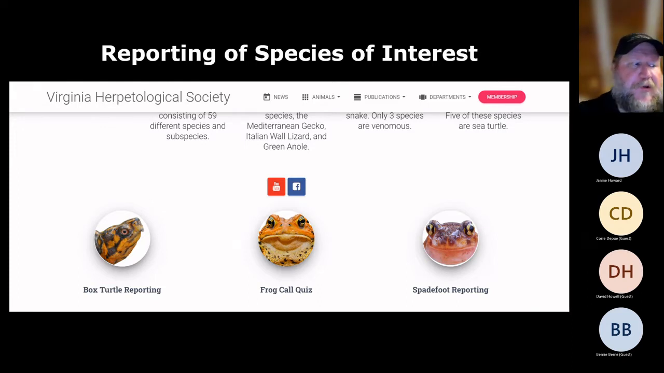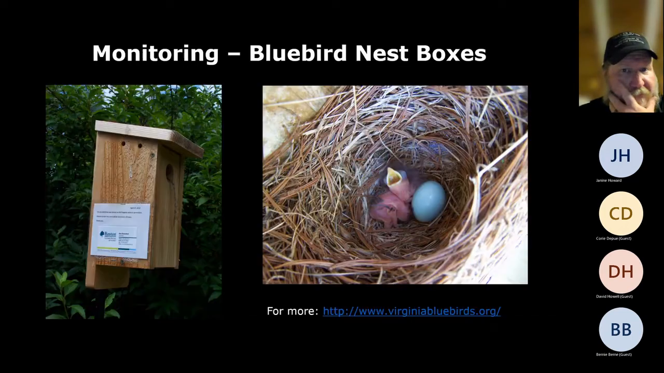This is the Virginia Herpetological Society's website, and at the bottom they have buttons for reporting eastern box turtles if you see them. They have buttons for reporting sightings of spadefoot toads, because these are species of concern. There might also be some question as to how many are really out there. So getting this data in specifically on certain critters can help us have a better understanding of their populations and where they're being seen and found.